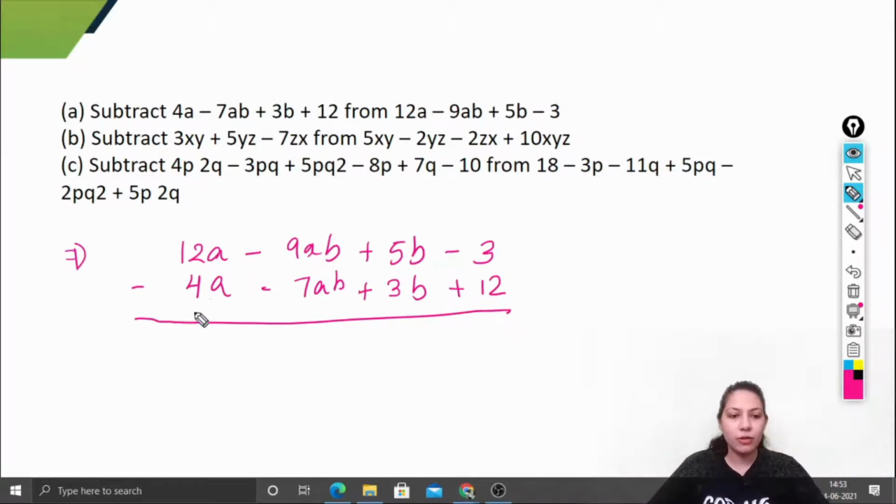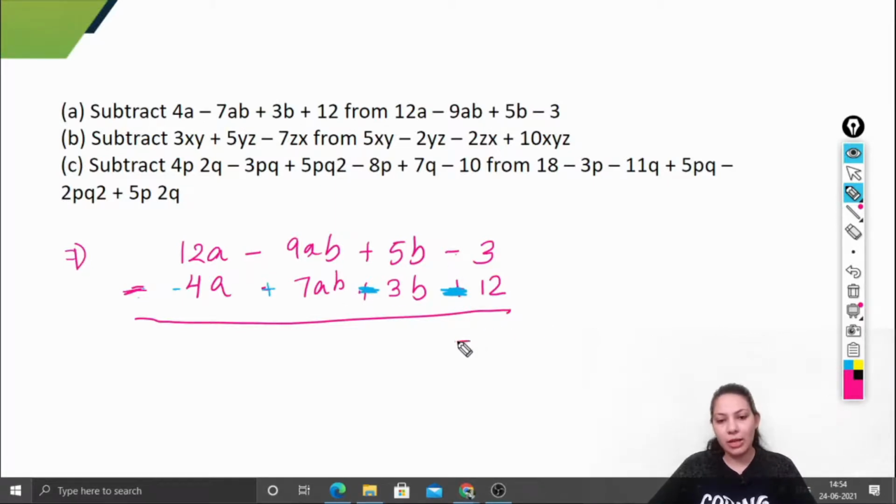So 12 minus 4, I will solve from here only, minus 3 plus, and we have to subtract. So let us firstly quickly change the signs over here. So this is plus, this will be minus, minus minus will become plus, minus plus will become minus, and minus plus will become minus. Now let us solve this.